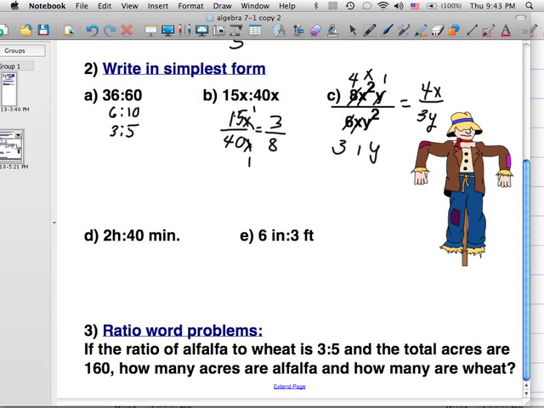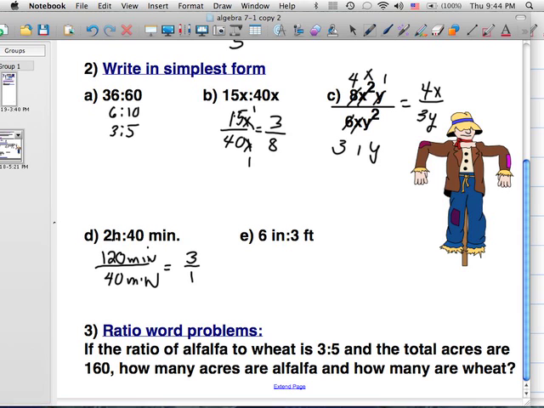Example D, the units are not the same, so we need to convert them to the same units, and generally it's easier to convert the larger unit to the smaller. Since there's 60 minutes in an hour, then we have 2 hours. That's 120 minutes to 40 minutes. So our ratio is 3 to 1. And ratios are always two numbers, so we don't change that to 3.